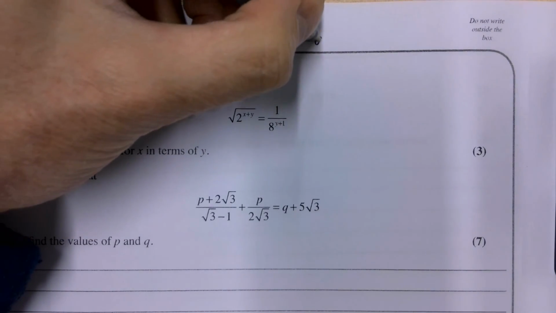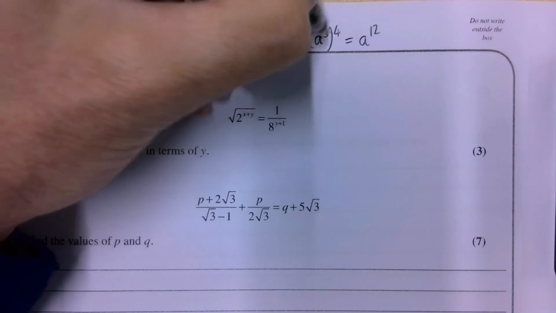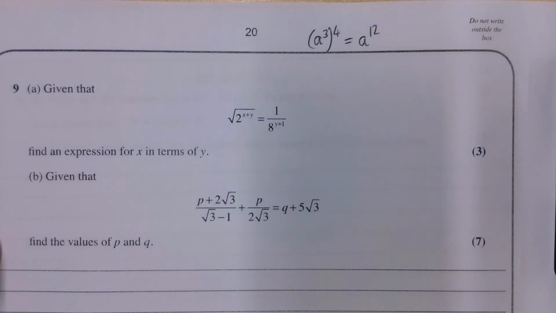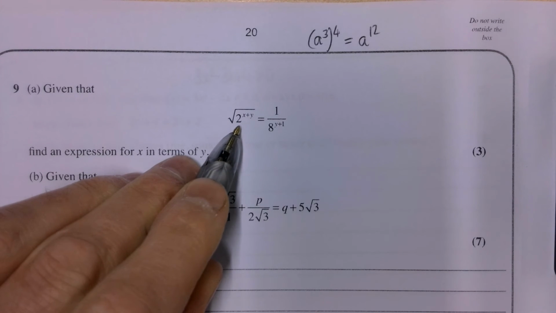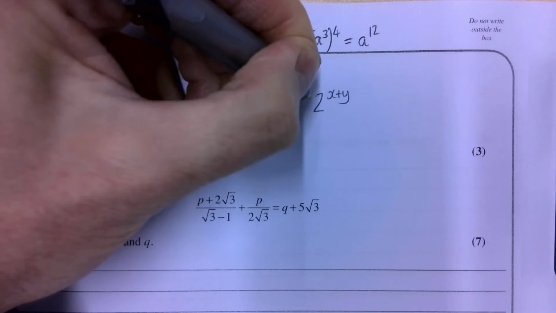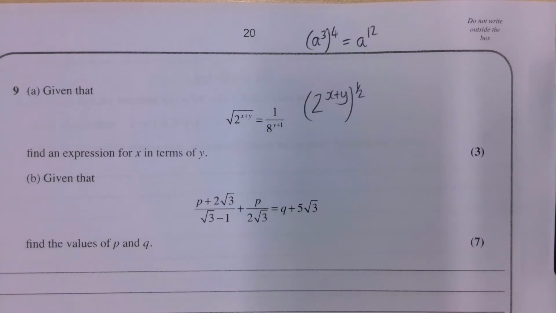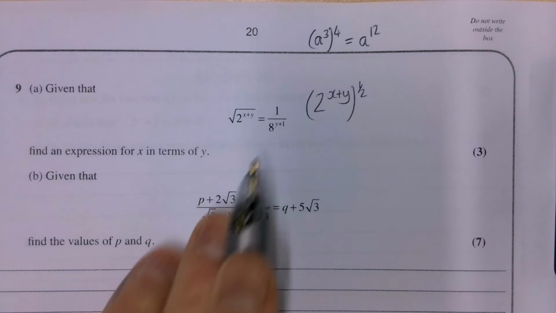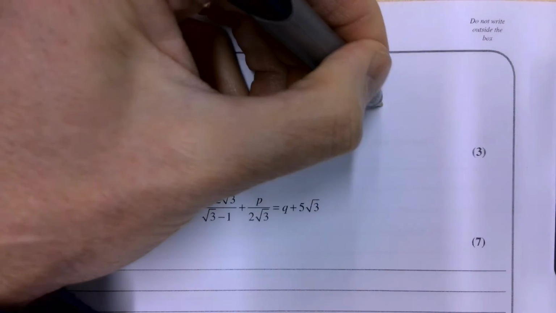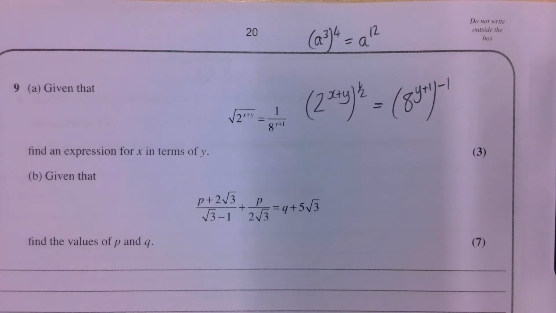Firstly, can I remind you that if you've got something like a cubed to the power of 4, that's the same as a to the power of 12. You multiply the powers. So this, 2 to the power of x plus y square rooted, I could write as 2 to the power of x plus y to the power of a half, which you could simplify in a similar way to that rule there. And over here, I've got 1 over 8 to the power of y plus 1, so that's 8 to the power of y plus 1 to the power of -1. That means the same, doesn't it? 1 over the power of -1. So you could simplify that in a similar way to that one.